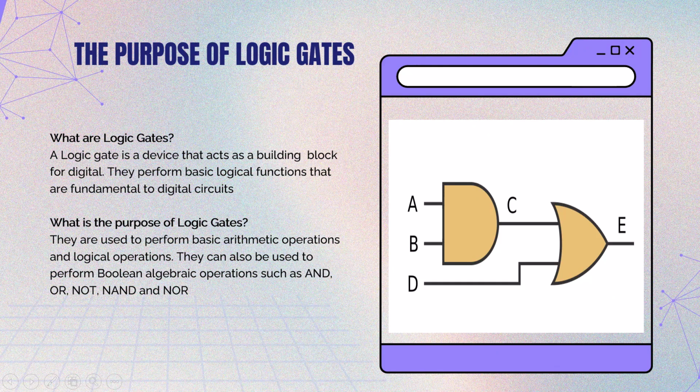What is the purpose of logic gates? They are used to perform basic arithmetic operations and logical operations. They can also be used to perform Boolean algebraic operations such as AND, OR, NOT, NAND, and NOR. And here we have a picture of a logic gate circuit.